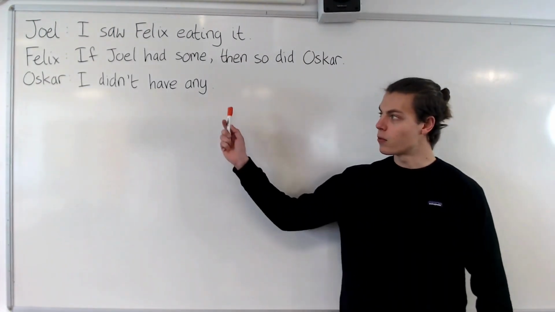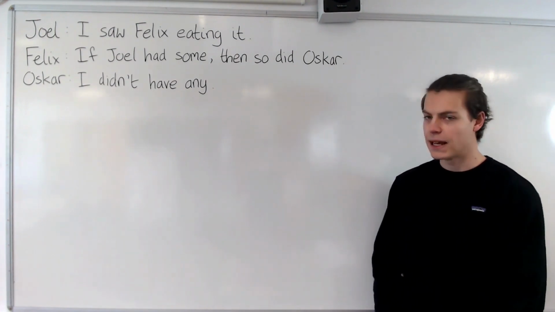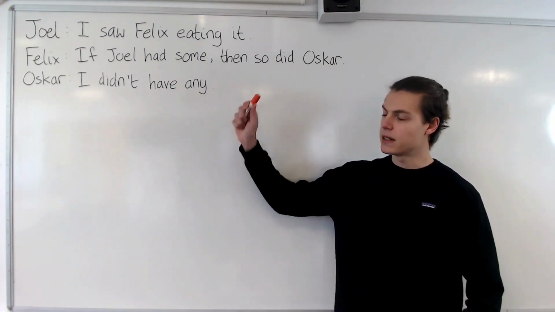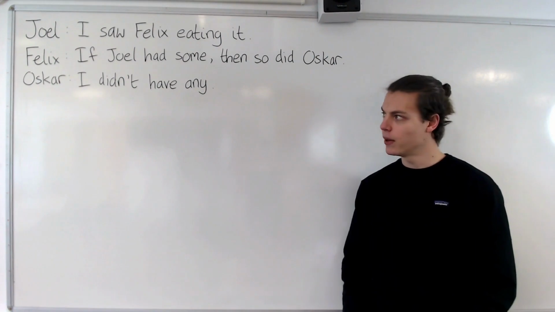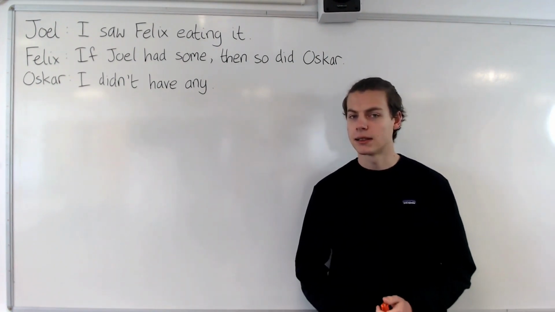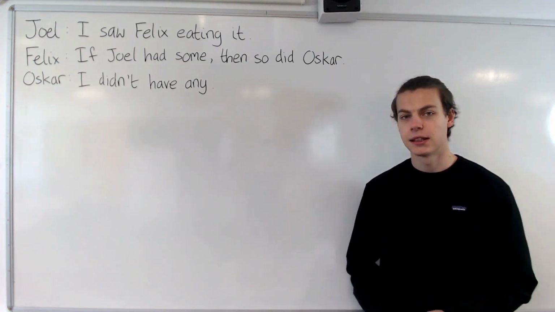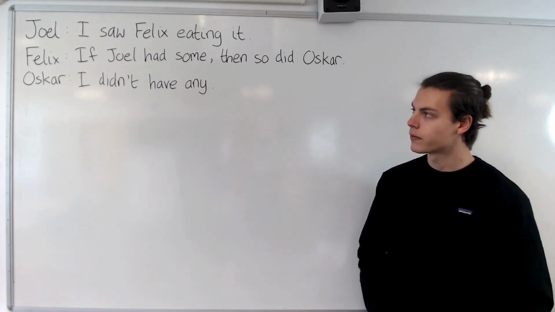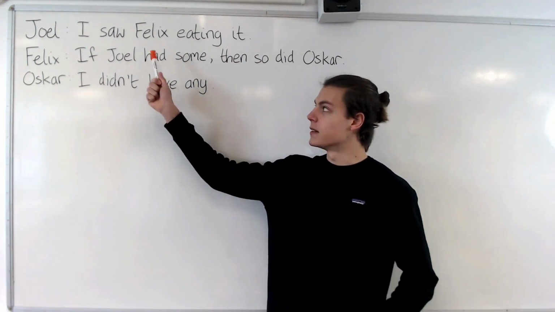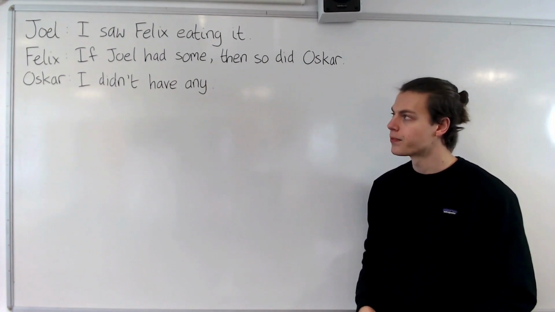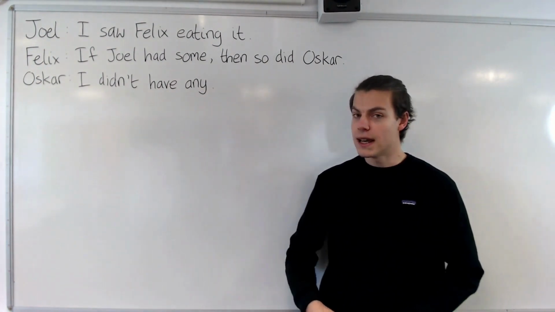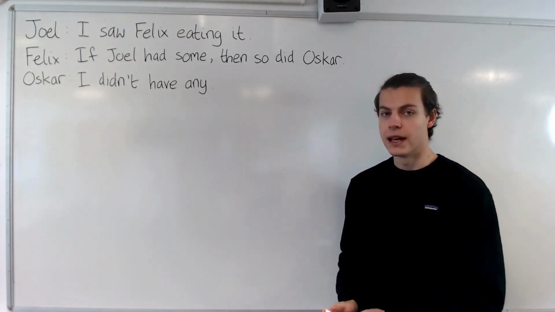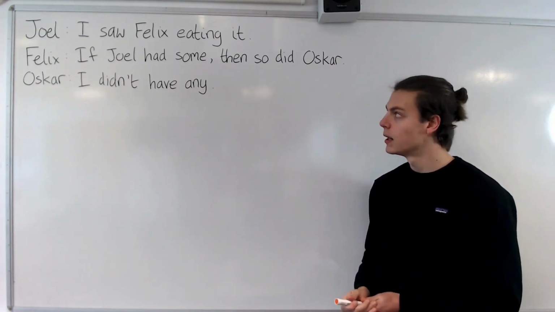We need to determine which of the three children stole and ate the candy based on their statements. And we're assuming that the innocent children are telling the truth, while the guilty children are lying. Now Joel says that Felix ate it. And Joel is innocent if and only if what he says is true.